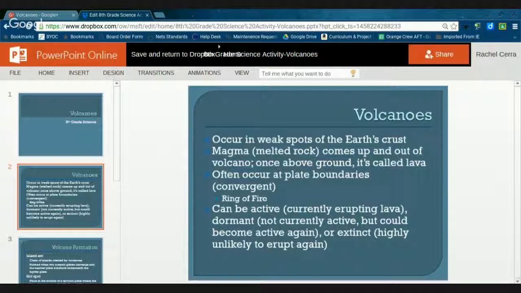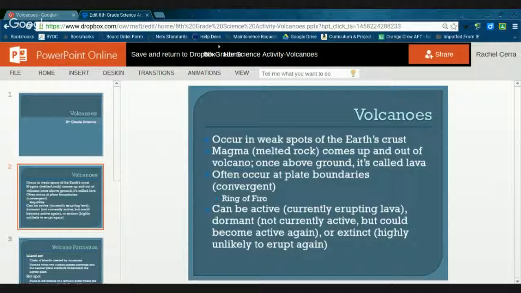Oftentimes they're going to occur at convergent boundaries. So plate boundaries, specifically the convergent ones. And I know we've talked about the Ring of Fire before around the Pacific plate. So that's why they're located all on the outside of those plate boundaries there.